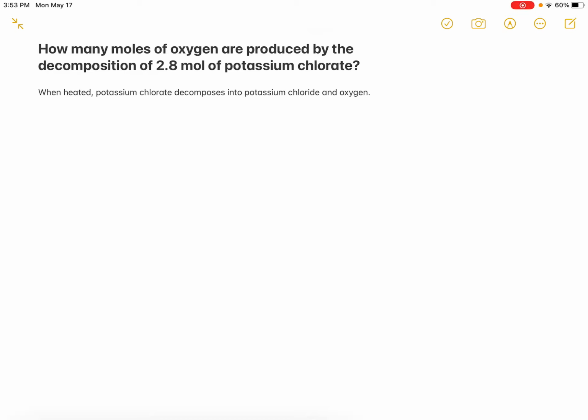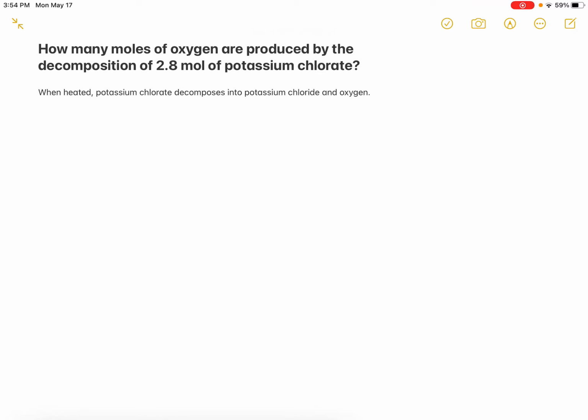All right, this is going to be our first sample problem of mole-to-mole stoichiometry. So in these kinds of problems, your given is a value of moles and your unknown is also a value of moles. So what we first need to do to tackle these questions, we're going to need a balanced equation.